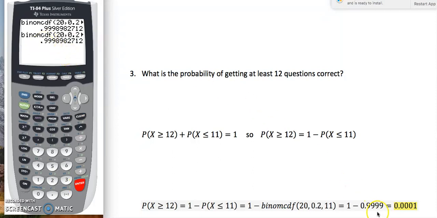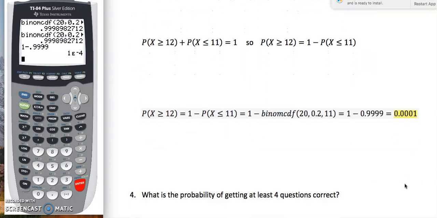And you end up with 0.9999 rounding to 4 decimal places. And of course, if we do 1 minus that, you end up with, remember this shifts the decimal 4 places to the left, so you end up with 3 zeros in front of that 1. So 0.0001 would be your final probability here.